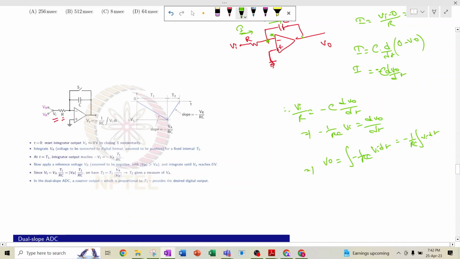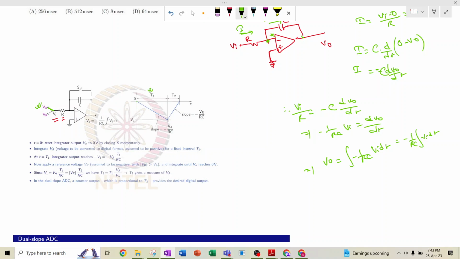So how does this dual slope ADC work? Suppose we have an analog voltage that we have to determine. This is the analog voltage. Okay, so at first we connect this switch with this VA. Okay, so what happens, it integrates and it has a negative value. So it will start from 0 and it will go through a certain time.